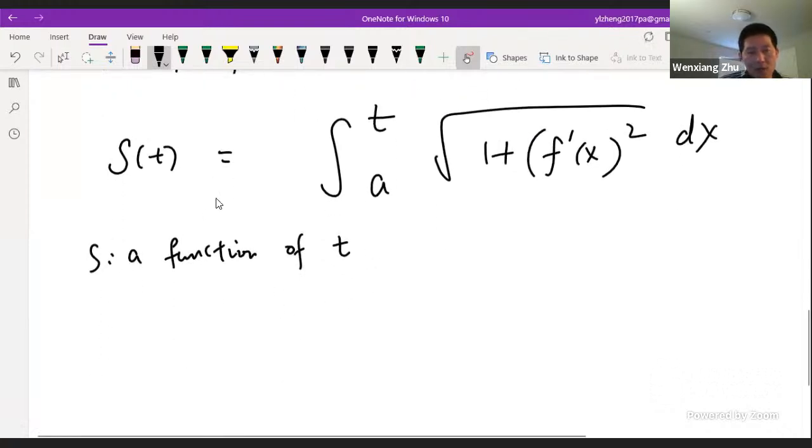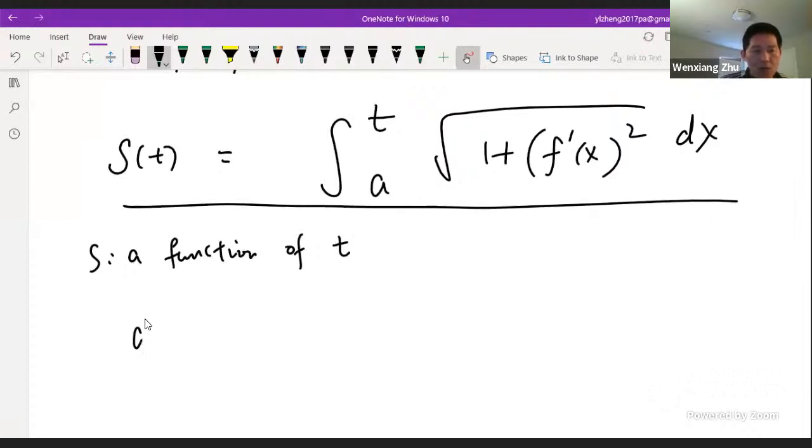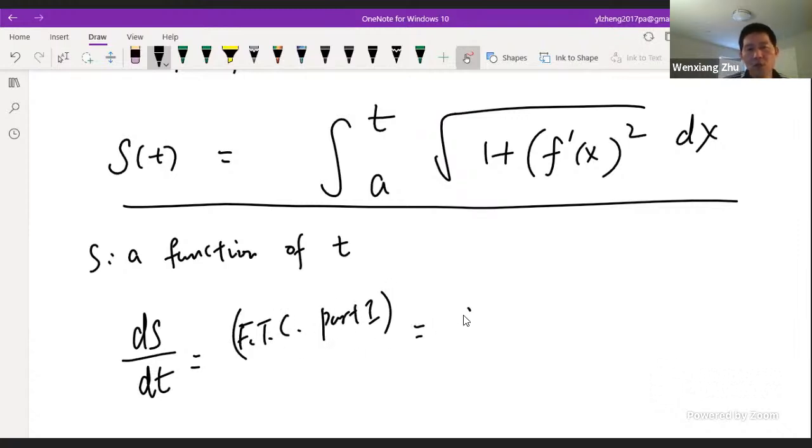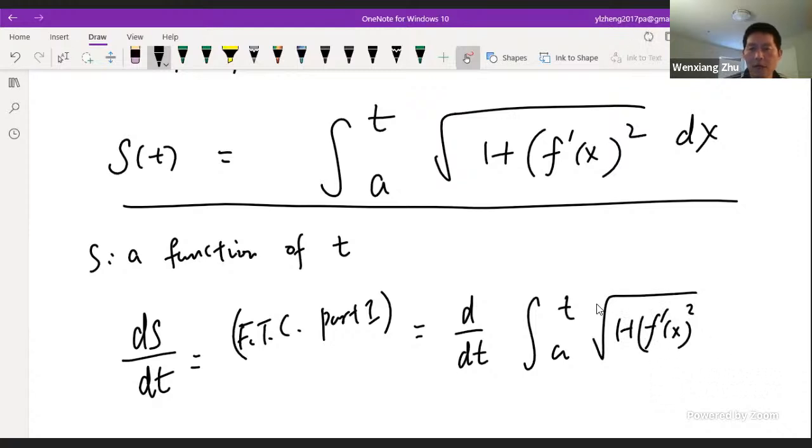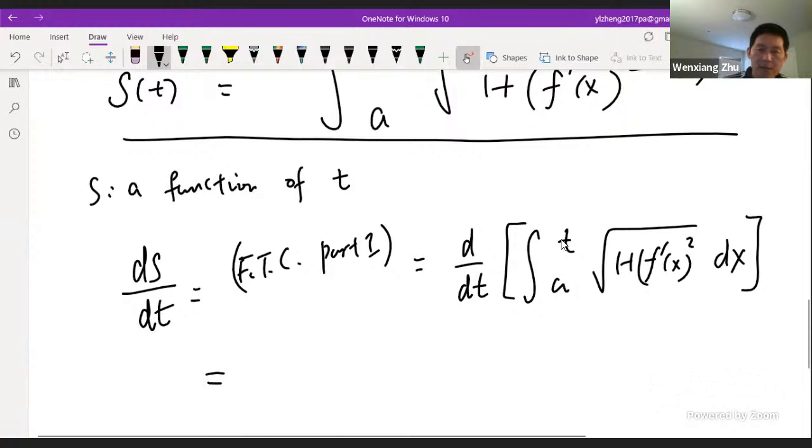Now, once we have this, how do we do the derivative? It turns out we can take the derivative of s with respect to t, by the fundamental theorem of calculus part one. Basically you are doing the derivative of the integral. So here I'm going to ask you guys a trivia question. You may have learned that in calculus one. What's the result I get? You take a function, you do the integration, then you do differentiation. What do you get?